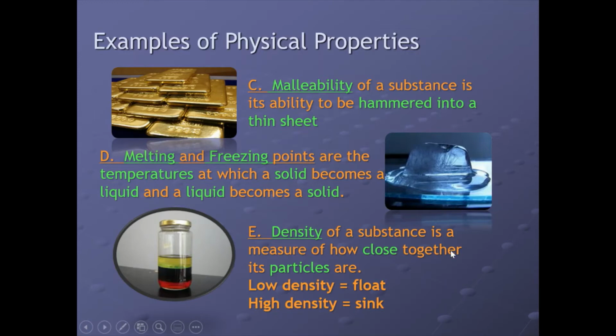Density of a substance measures how close together its particles are, right? So the higher the density, that just means the particles are more tightly packed in, and those are more likely to sink to the bottom. So like here, you probably have oil or something at that very bottom level, and at the very top, you probably have some colored water or some really light oil, and so that is low density. So it's going to float to the top of the mixture that you have.